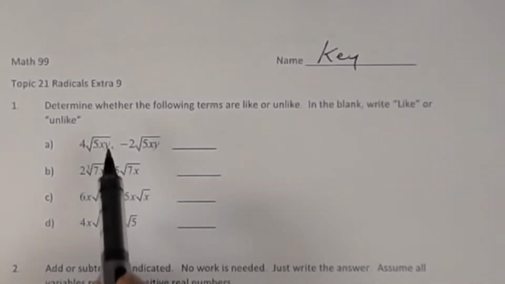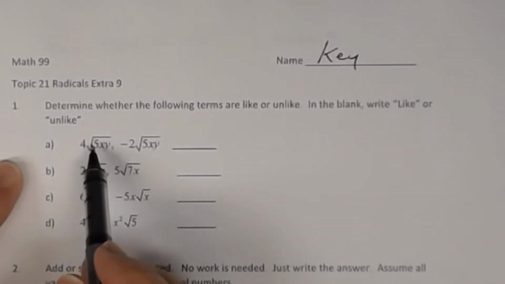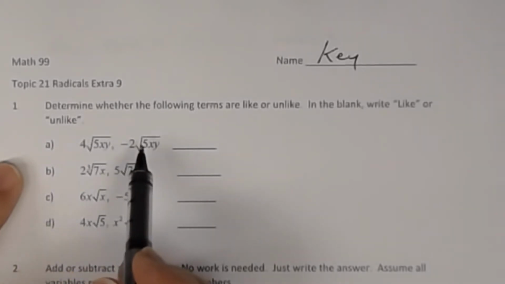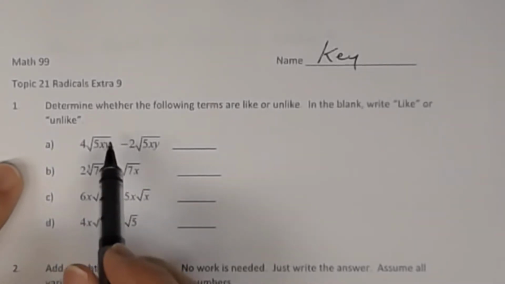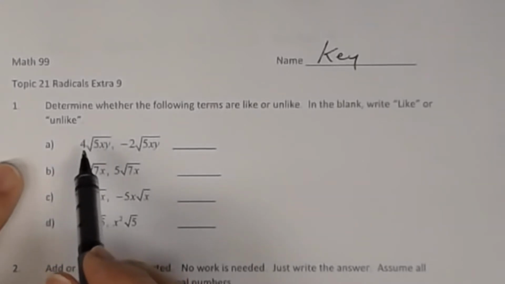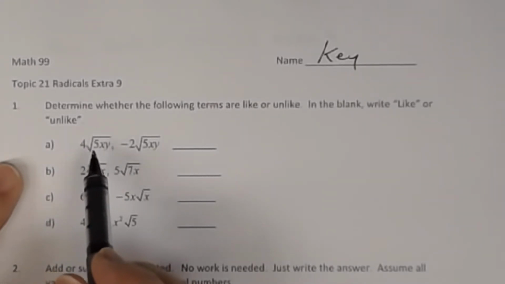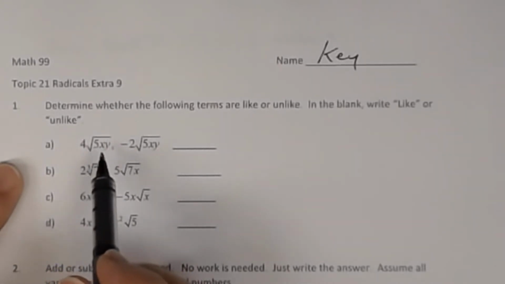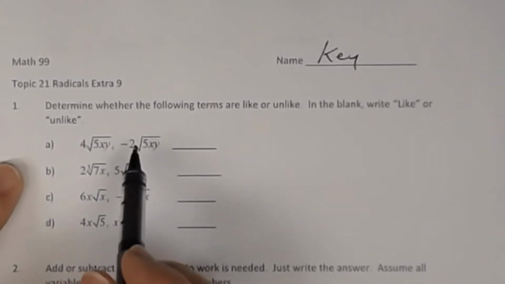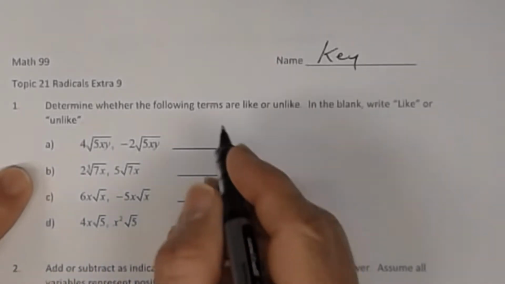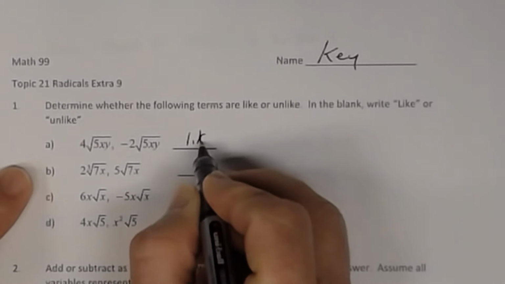So if you look at letter A, in your term, you have the square root of 5xy, and you also have the square root of 5xy. So the index here is 2, the index here is 2, the radicands are the same. It does not matter what the coefficient is in front of that radical. What matters is that the indices have to be the same and the radicands have to be the same. And so in letter A, the answer is like.